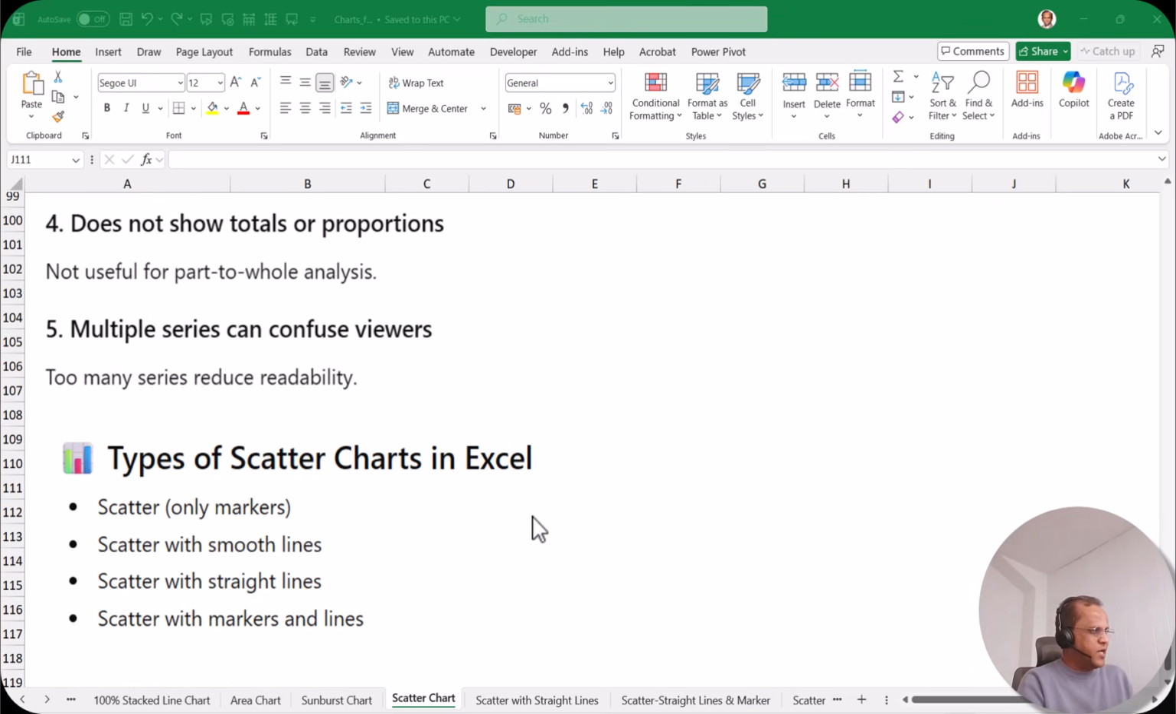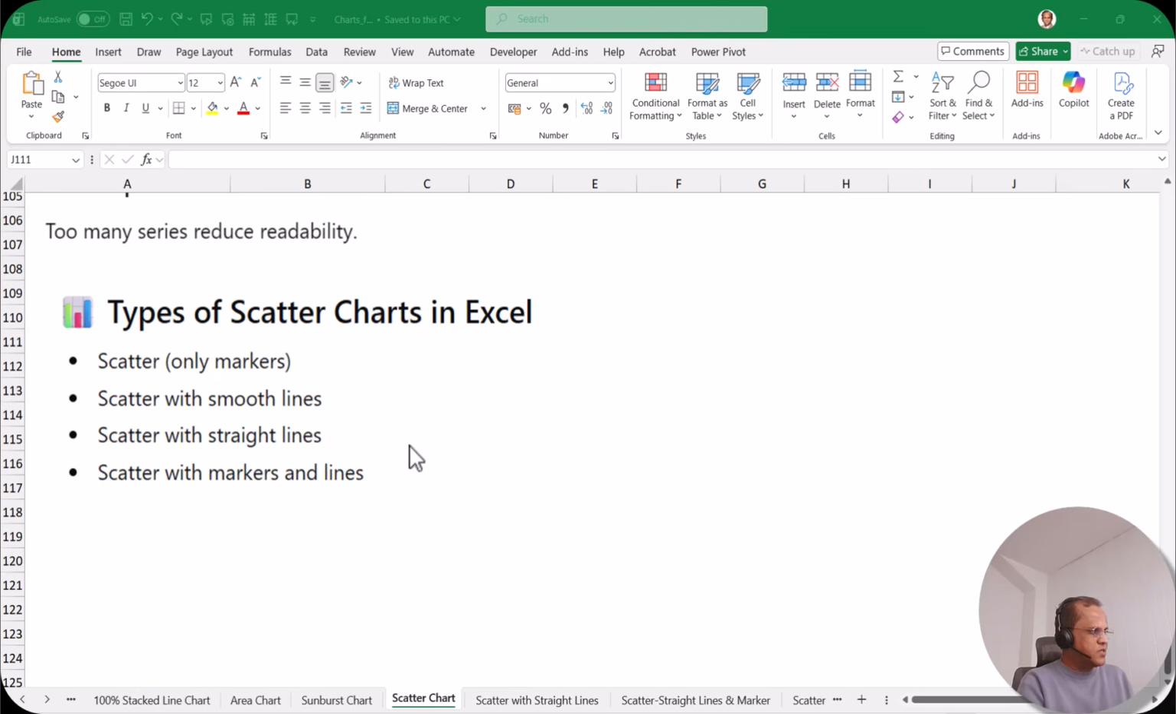Now, what are the different types of scatter charts? We have the scatter chart with only markers. Then we have the scatter chart with smooth lines, the scatter chart with straight lines, and the scatter chart with markers and lines. In the upcoming videos, we will talk more about these different types of scatter charts. So friends, here we have seen the basics of the scatter chart. Now in the next video, I'll be showing you how to create a basic scatter chart.